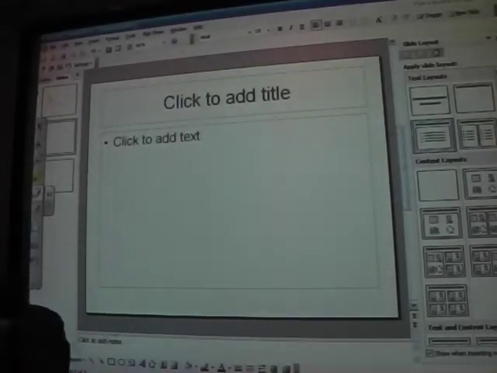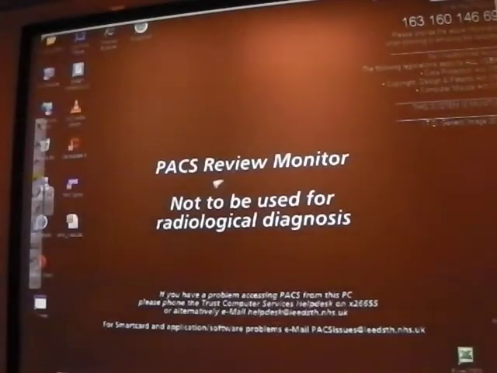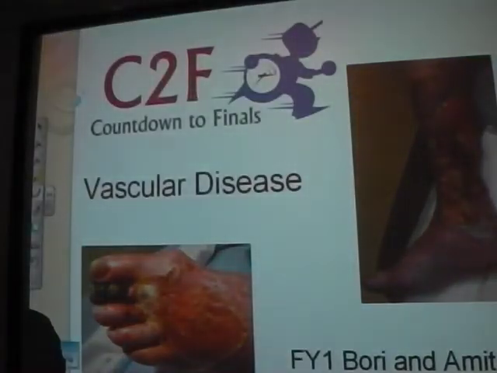Right. I haven't bought any sweets, so any ideas you had of getting sweets, you must forget about that now, unfortunately. So, we're doing vascular disease. I'm sure you're probably expecting that.